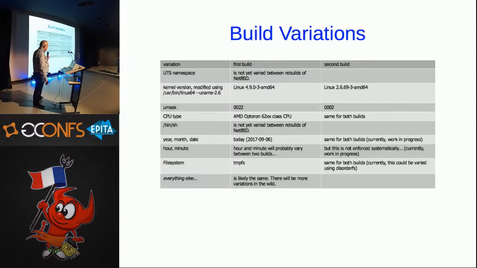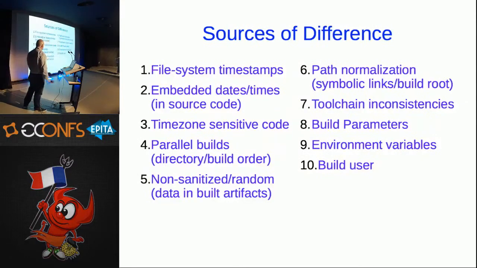But these are the things that people are considering as the sources of differences that prevent us from doing reproducible builds. Well, if you distill them down, there are really 10 categories here. So there are timestamps, as in days and times embedded in the source code. We build things depending on time zone, and we embed timestamps that are time zone dependent. Parallelism is another issue, and source order. We might build things with random data inside them. A really nasty one is path normalization, the tools that I mentioned, build parameters, environment values, and finally, it would be nice to be able to build as anybody and be able to build a CD-ROM that is exactly the same.